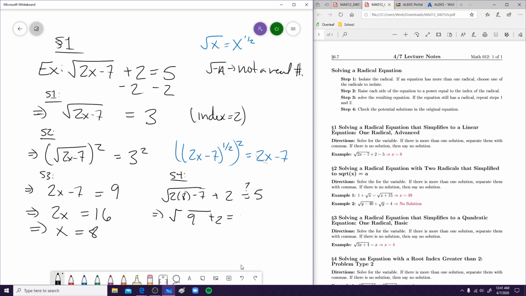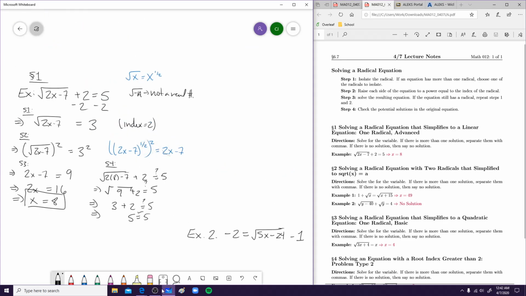Right? So keep that. So is this equal to 5? So the square root of 9, that's 3, because 3 times 3 is 9. Right? And then as you can see, 3 plus 2 is 5, which definitely equals 5. What does that tell us? That tells us that x equals 8 is our solution.